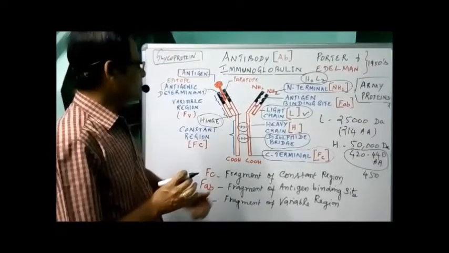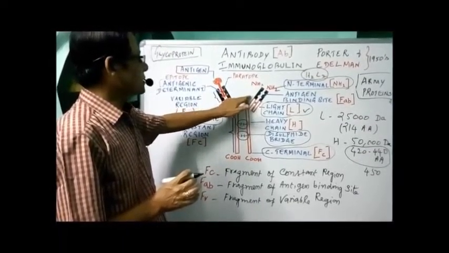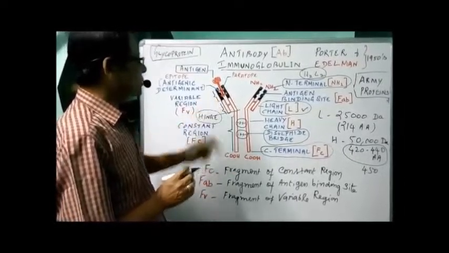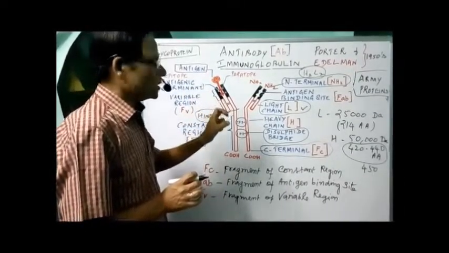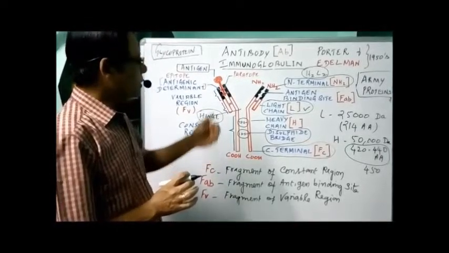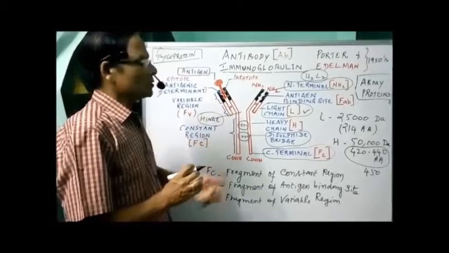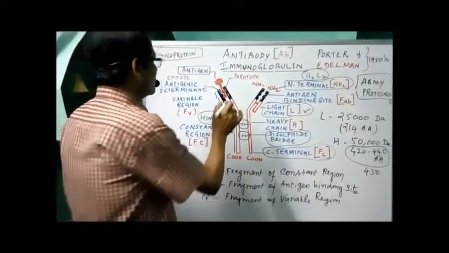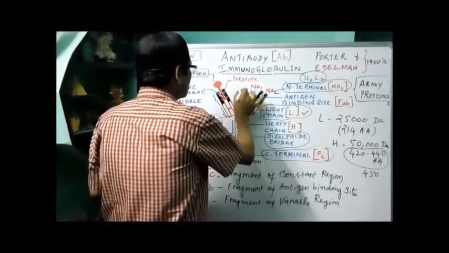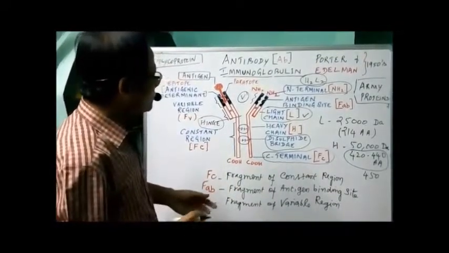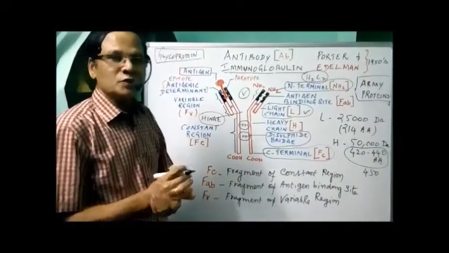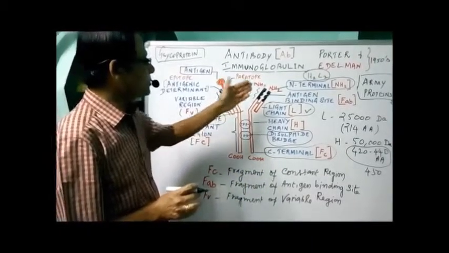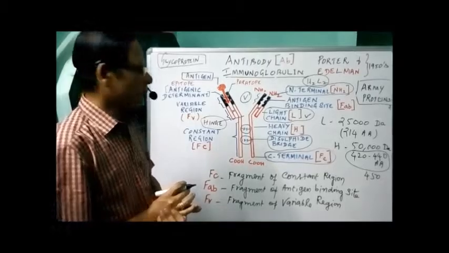One zone is called the variable region. I just put a black color in both heavy and light chains. Here also I represented it. So there are two regions. One region is called the variable region. The meaning for that one, they show varying sequence of amino acids in different antibody molecules.